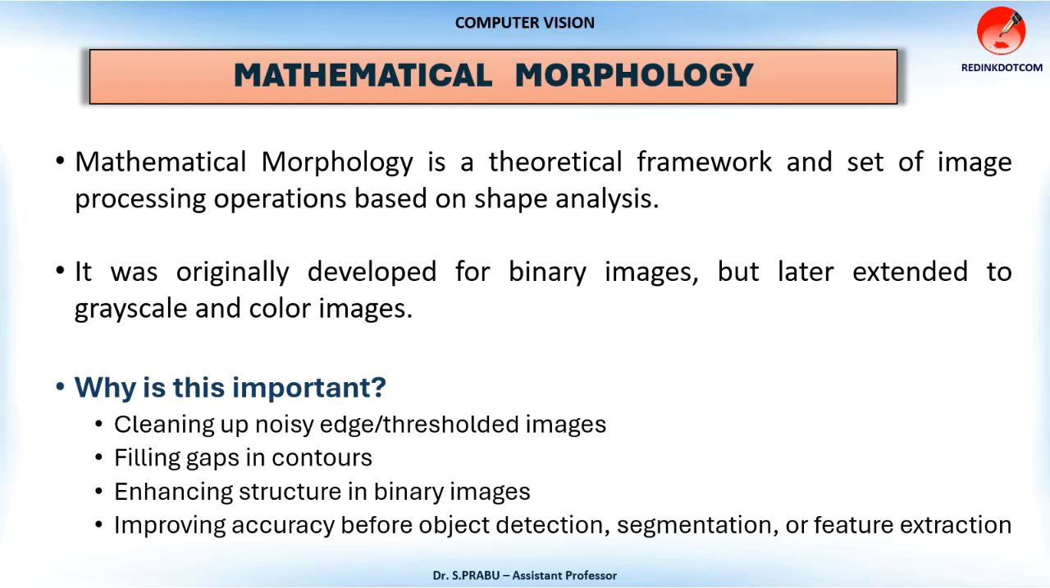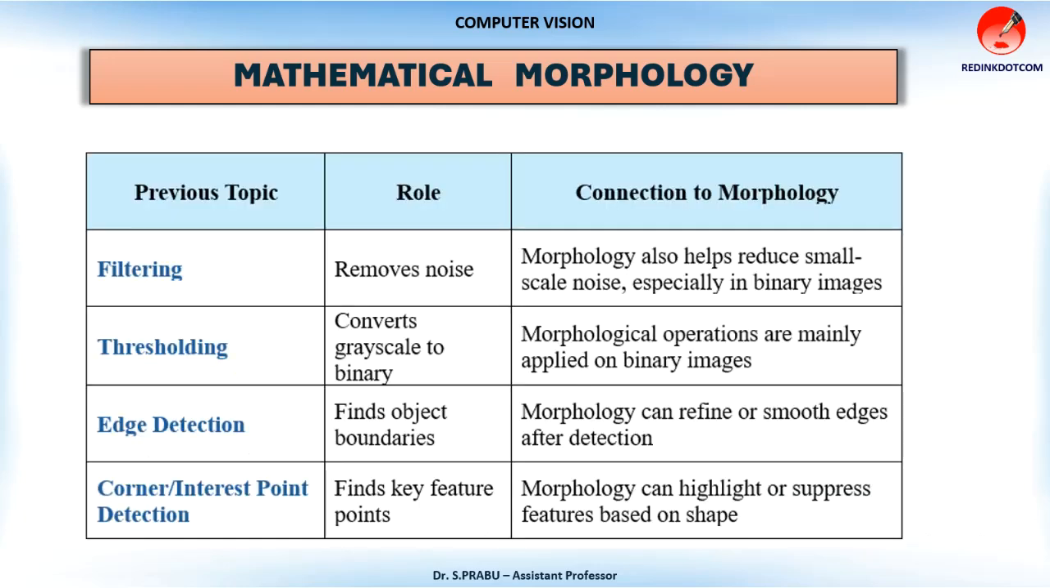It can fill gaps in contours and enhance the structure in binary images. Most importantly, it improves the accuracy of later steps like object detection, segmentation, and feature extraction. So, morphology acts like a supporting tool, making images cleaner and more structured for further analysis. These are all the different ways mathematical morphology helps in different stages of the computer vision process.